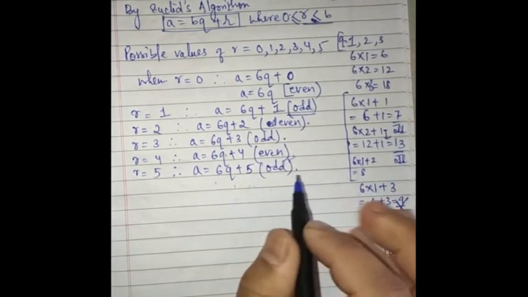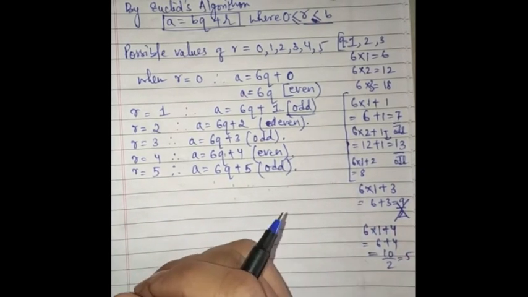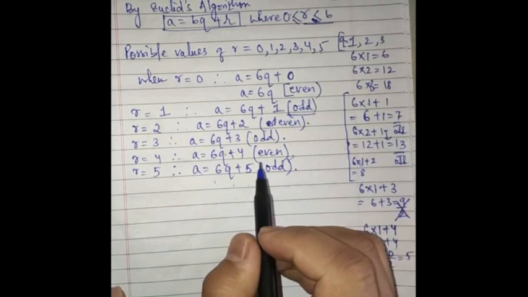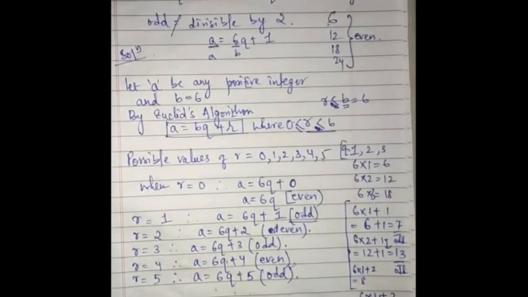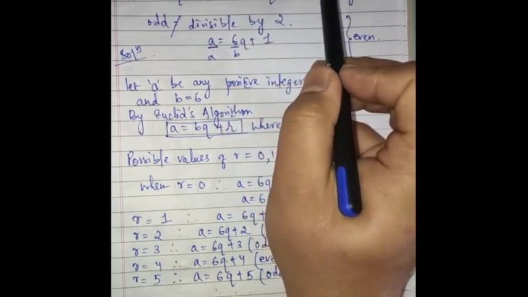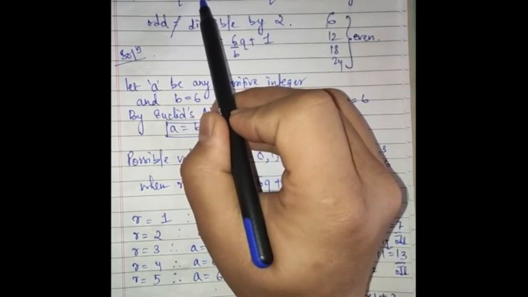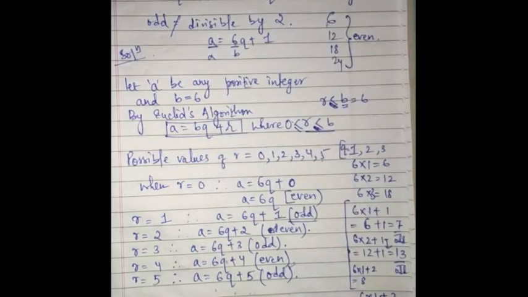Isn't it? So this thing we have to prove, that is, we have to prove that for any positive odd integer, 6q plus 1, 6q plus 3, 6q plus 5 is odd, isn't it?